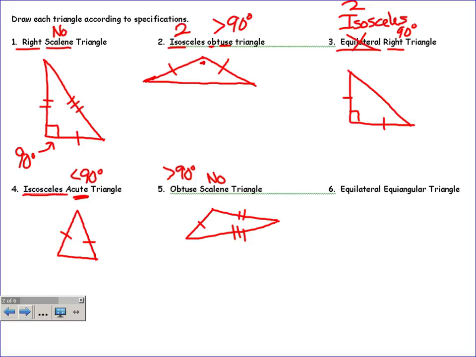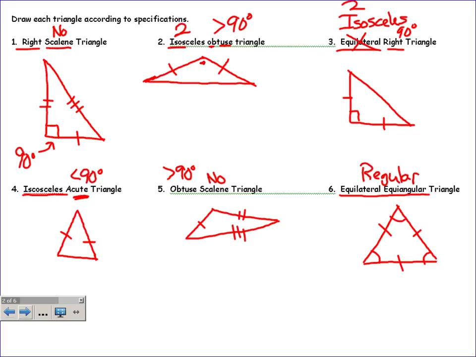Equilateral, equiangular triangle. What's another name for equilateral and equiangular? Regular, yeah, we could just say regular triangle. That covers both bases there. It would look something like this. And then all three angles as well, so we mark those all up.